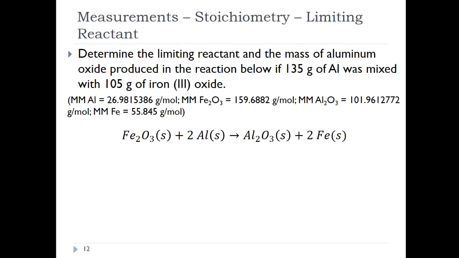When we're doing limiting reactant problems, in this one we've got a balanced equation, and we're told that they mixed 135 grams of aluminum with 105 grams of the iron 3 oxide. You can't just say the iron 3 oxide must be the limiting reactant because 105 is smaller than 135. Grams are not equal, or their molar masses are different, so you can't judge that, okay? So, anyway, I just got that information down there.